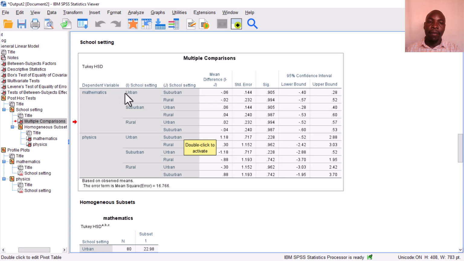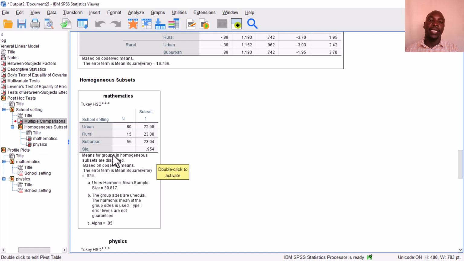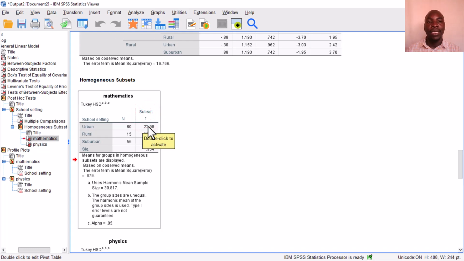But if, say, urban schools were performing better than rural schools for mathematics, then we would expect to see a significant difference here. Next you can see the Tukey's HSD showing you subsets. We are seeing that we only have one subset having similar means, and all our groups, urban, rural and suburban, are having similar means. If we had a group that was significantly different from the other, it would be in its own subset, like we saw in, I think, the one-way ANOVA video. The link is on your screen, you can check it out.